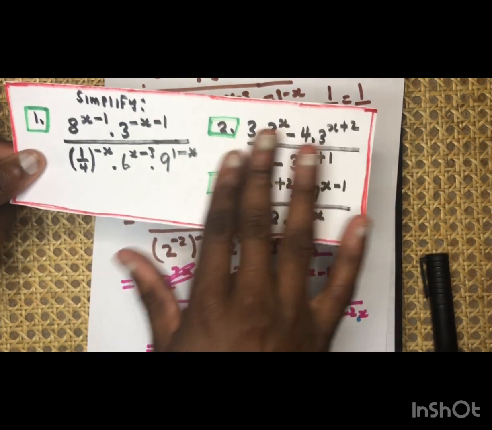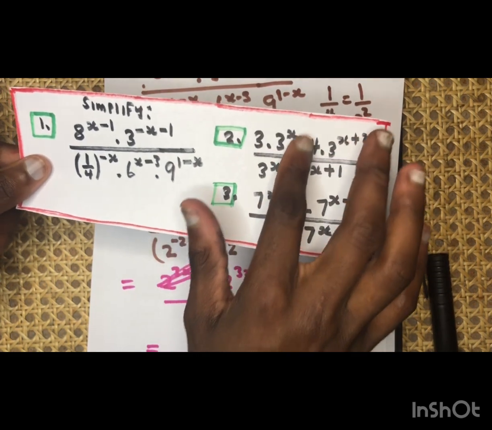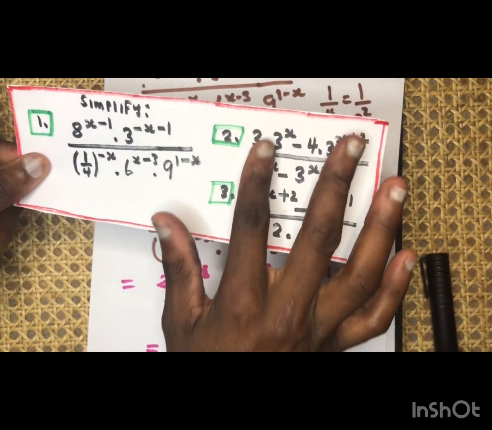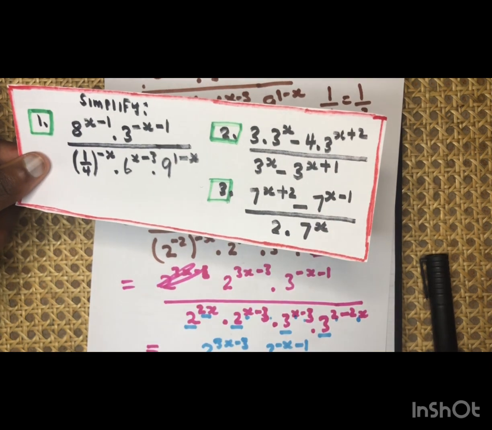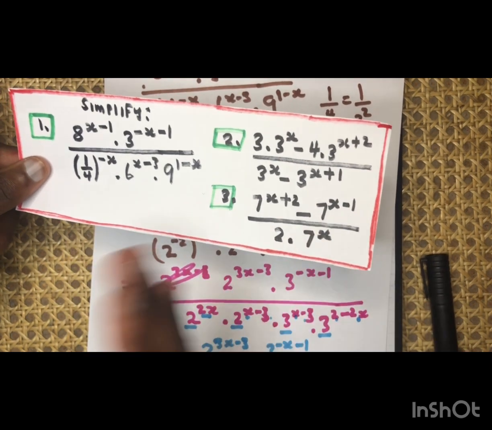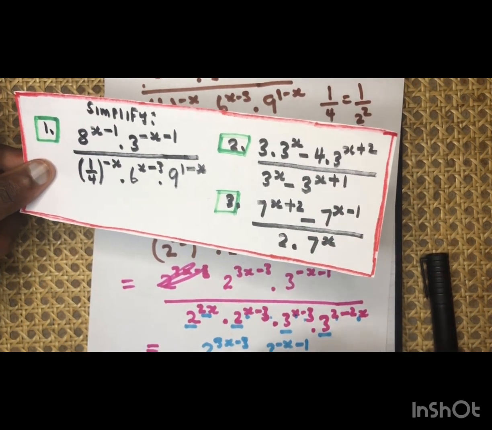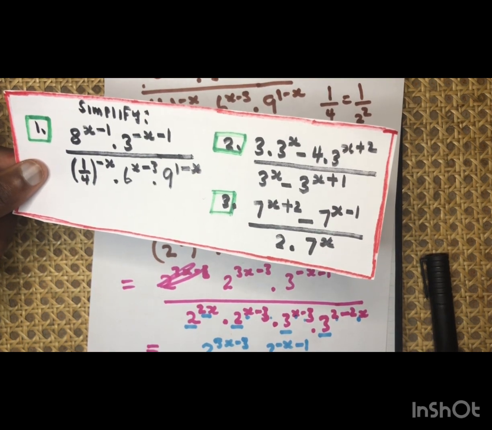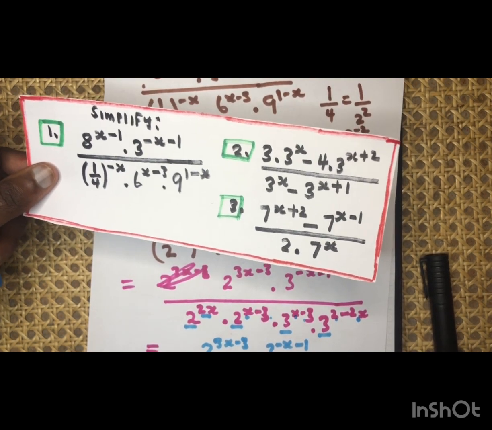So here, guys, once you see the sign plus or minus between the bases, one method that you need to do is to take out the common factor, and you will be able to solve it or to simplify it.